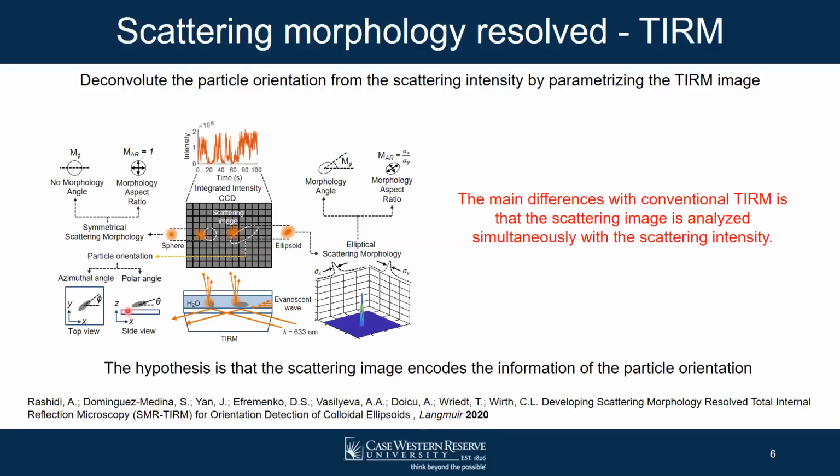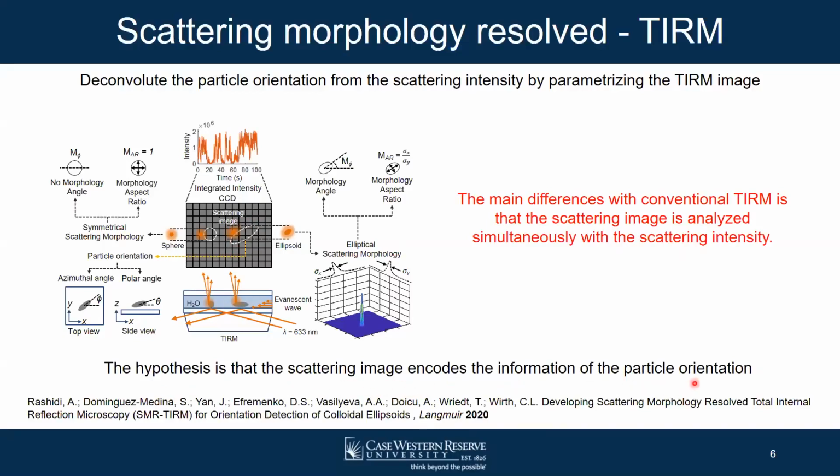So really the main difference here between SMR-TIRM and conventional TIRM is that the scattering image is analyzed simultaneously with the scattering intensity. So we're actually interpreting the morphology of scattering that we're seeing. And the hypothesis driving this is that this scattering morphology encodes information about particle orientation.